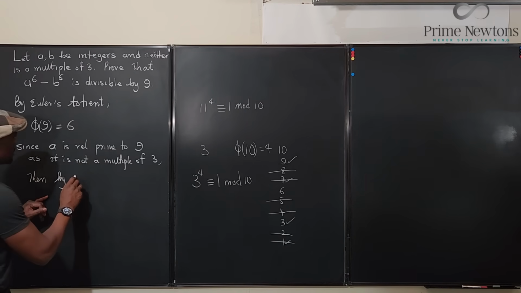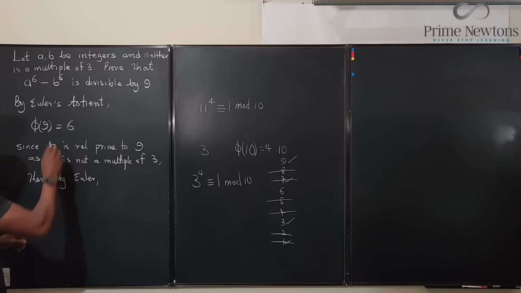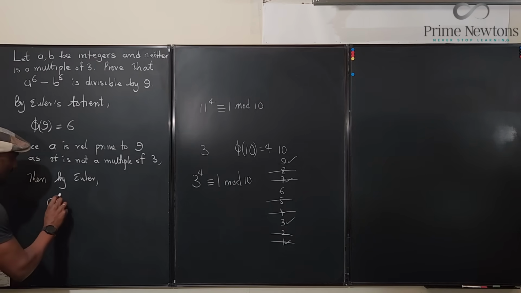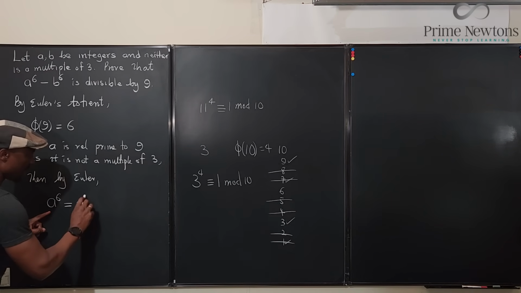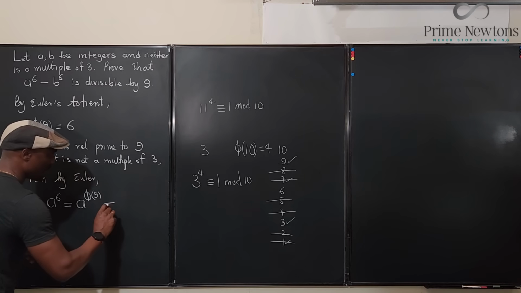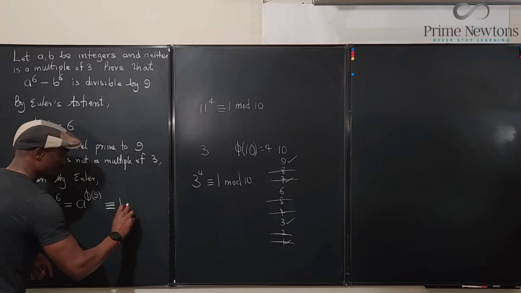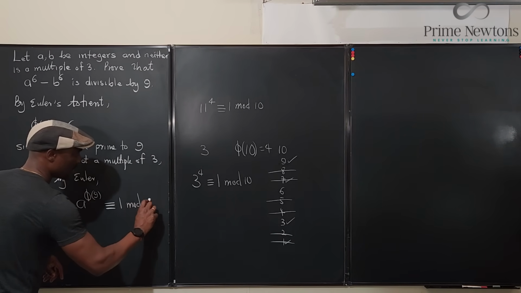by Euler, I'm just repeating it, I know that a to the 6th, which is the totient, a to the 6th is equal to a to the totient of 9, which is congruent to 1 mod 9.